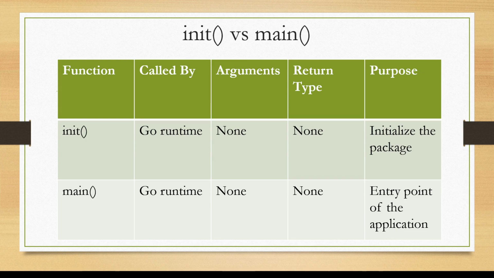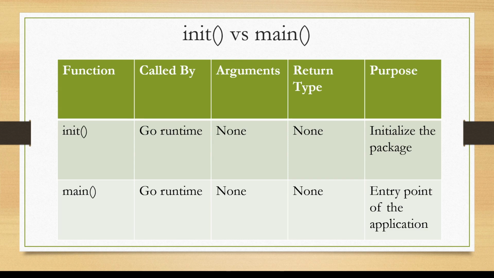Called by: both init and main are called by the Go runtime, which means you do not have to call them yourself. Go automatically runs init first and then it runs the main function. Arguments: neither of them takes any arguments. You just write them like func init and func main, no parameters needed. This is one way Go keeps things simple for you.